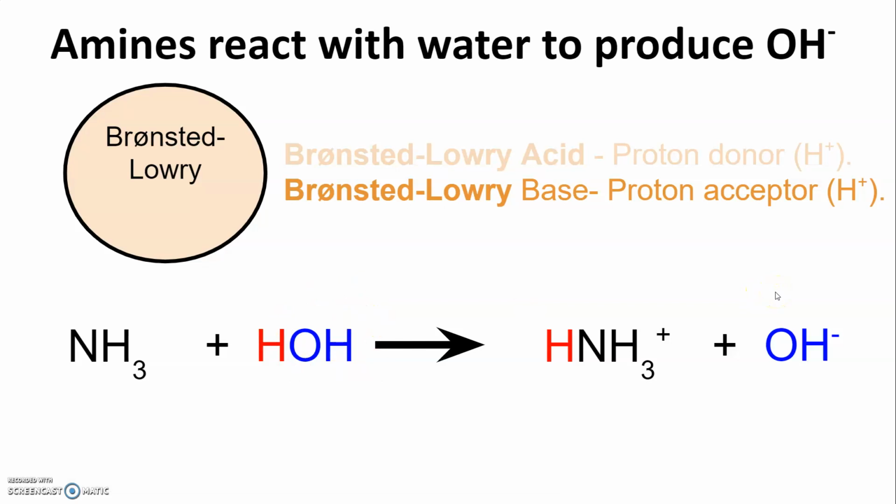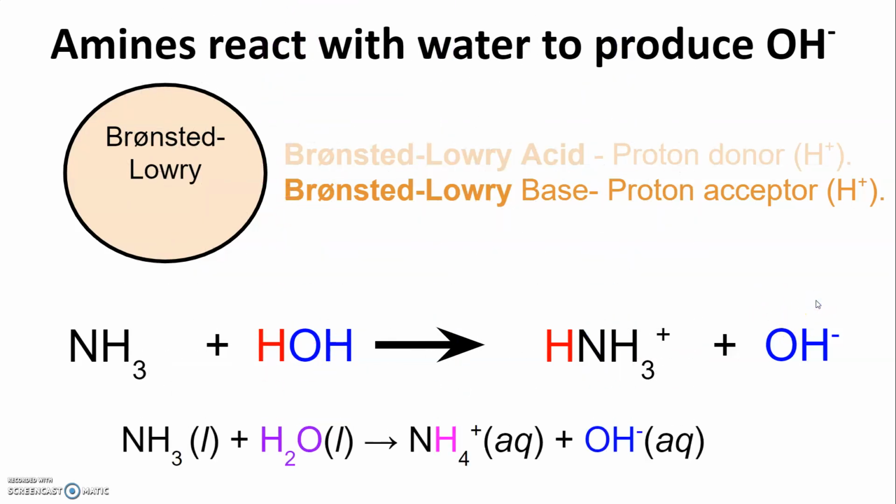So when amine is dumped into water, it produces the OH, the hydroxide, by reacting with the water, according to this Bronsted-Lowry definition. And therefore, that's what makes an amine a base. And you can also see it written this way. This sort of summarizes what happened.